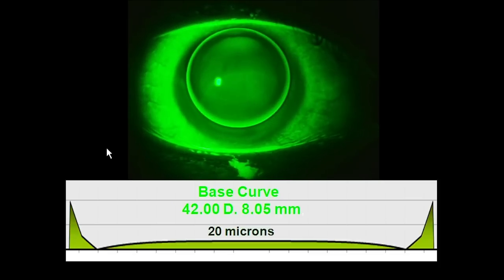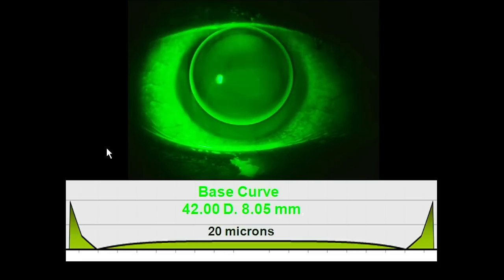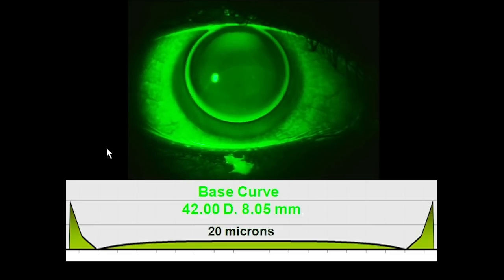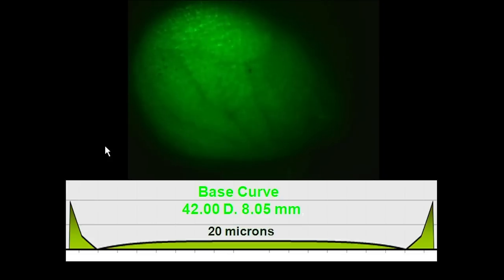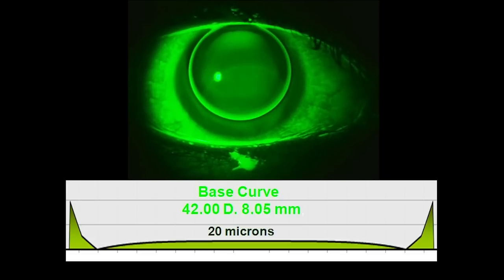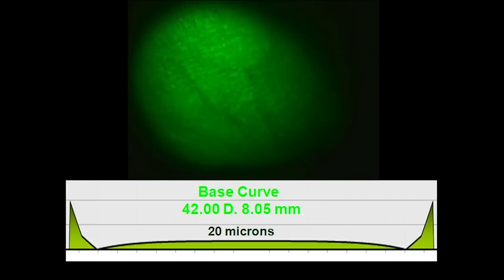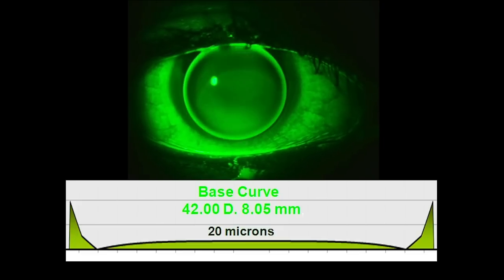So this is what we would consider a nearly ideal fit. And you can see those touch points at 3 and 9 o'clock out where the optical zone comes to an end and the peripheral curve system begins. But really an ideal fitting relationship in this particular case, which happened to be on flat K.